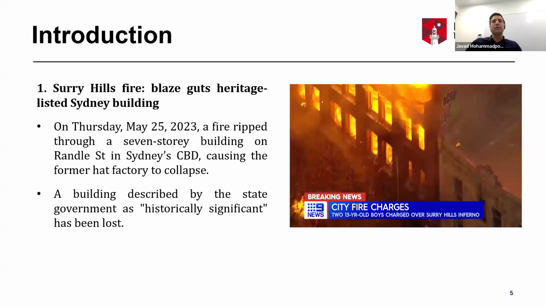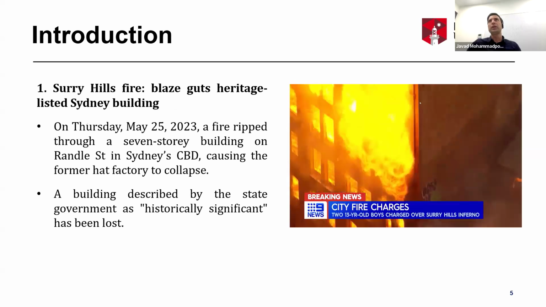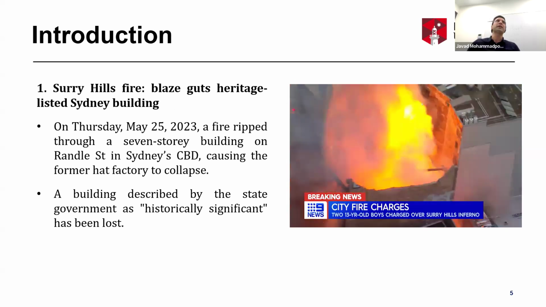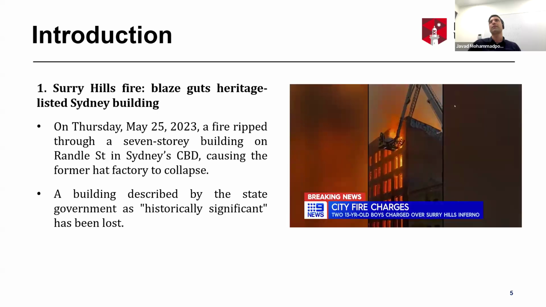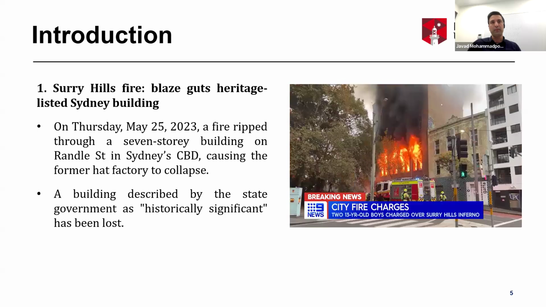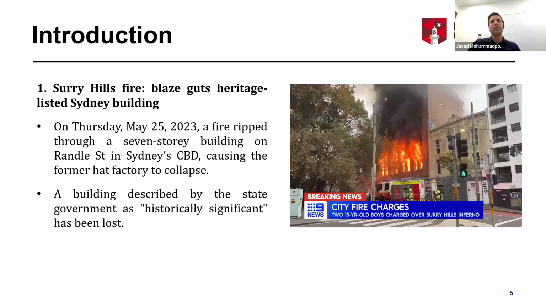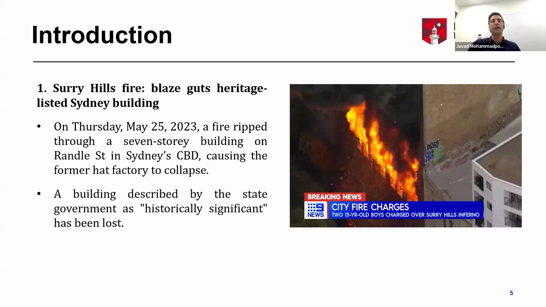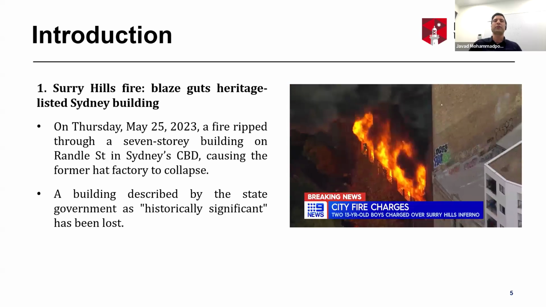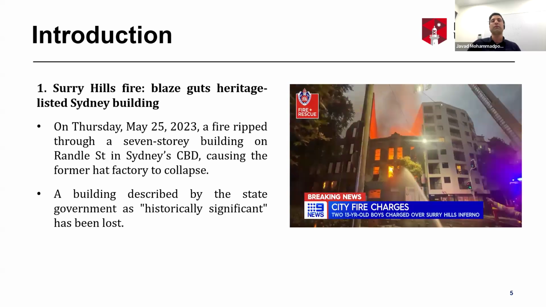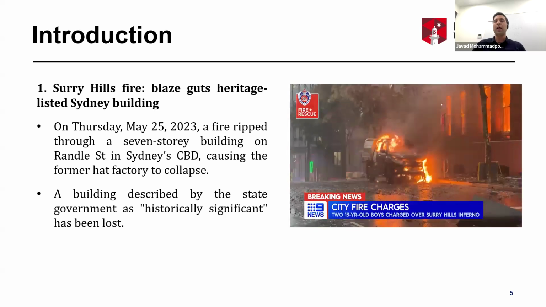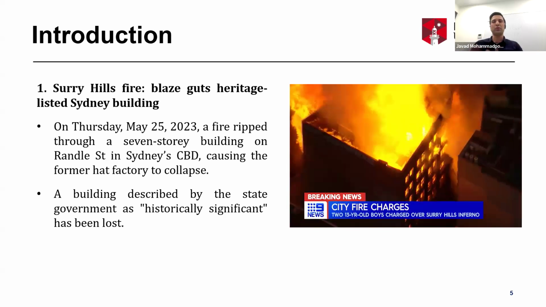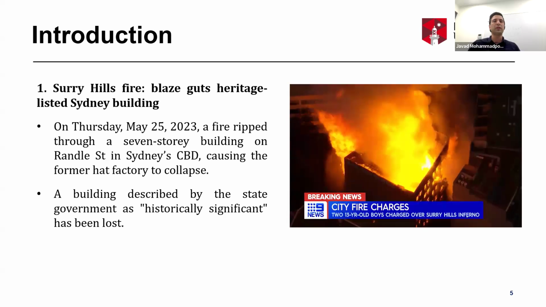So here, as you can see, I have provided two examples of massive, disastrous fires around us in our city, even in the populated area of the Sydney CBD. One of them is the latest one, and I see most of you have heard about that. It's the Surry Hills fire, and the title was that the blaze got the heritage-listed Sydney building. Meantime you can watch the video on the right side.